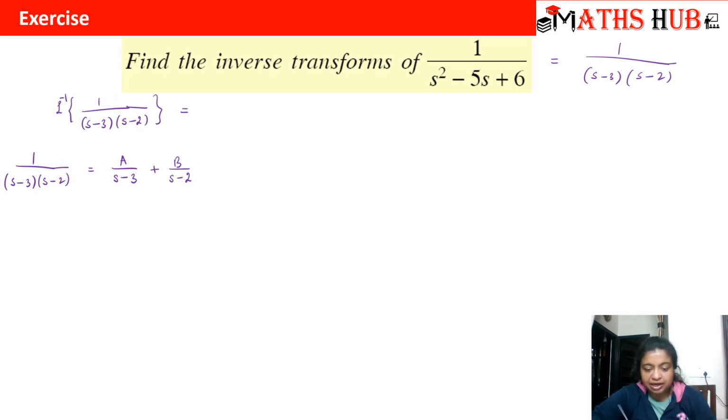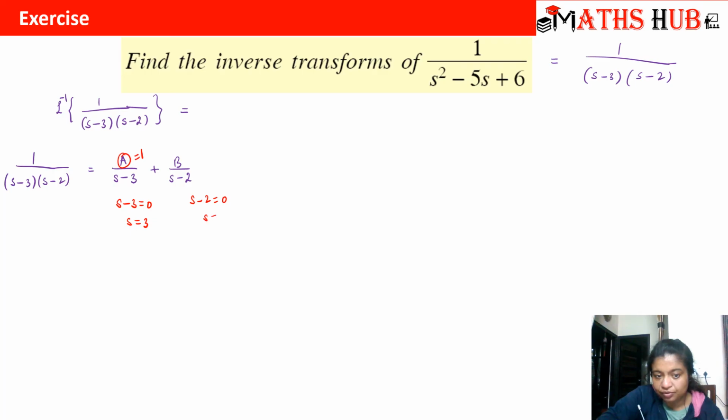Now, a trick to calculate the coefficients a and b. When you are calculating the coefficient of a, it is above s minus 3. So put s minus 3 equal to 0. So you will get s is equal to 3, right? Now hide s minus 3 in this expression and put s equal to 3. You will get 1 upon 3 minus 2. So a becomes 1. When you are calculating the coefficient of b, put its denominator equal to 0. So s is equal to 2. Hide s minus 2 and put s equal to 2 in this expression. So b becomes minus 1, right?